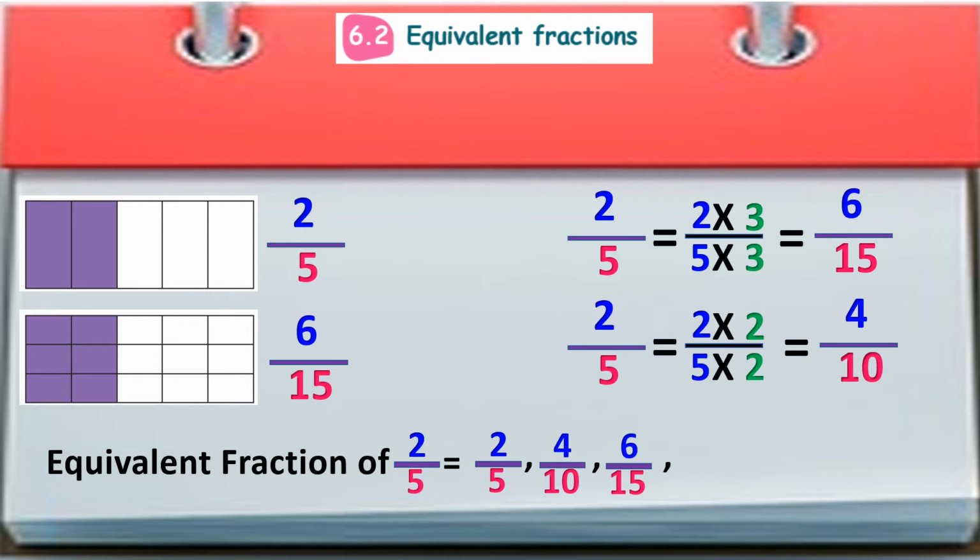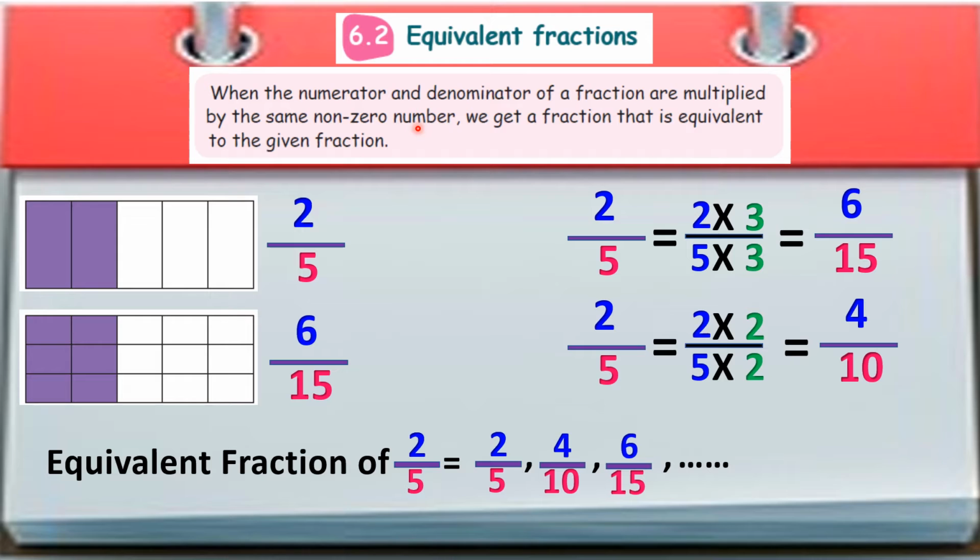Yes. This was given in your book. Just to have a glance: when the numerator and the denominator of a fraction are multiplied by the same non-zero number, we should not multiply with 0. We should multiply with any non-zero number, that is 1, 2, 3 like that. Clear? Okay. We get a fraction that is equivalent to the given fraction. Now, look at this. 2 by 5 is equivalent to 4 by 10. So, 2 by 5 is equivalent to 6 by 15. Like that it's going on. So, now you understood, I think.